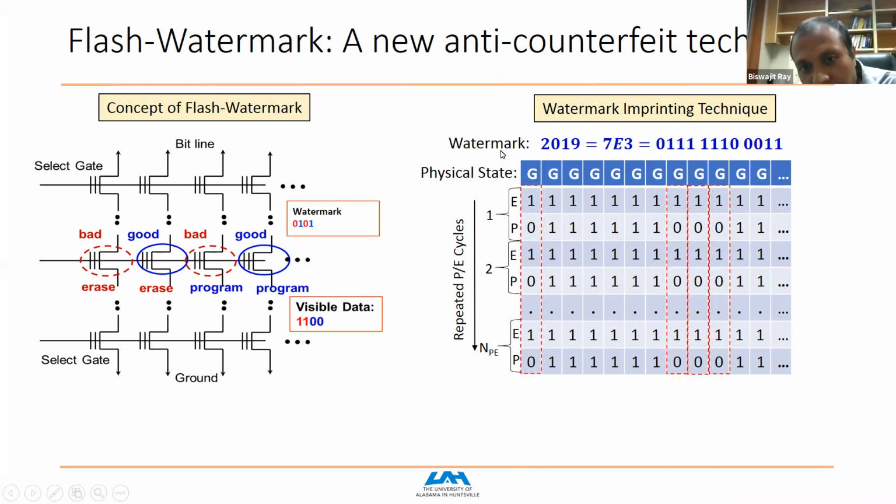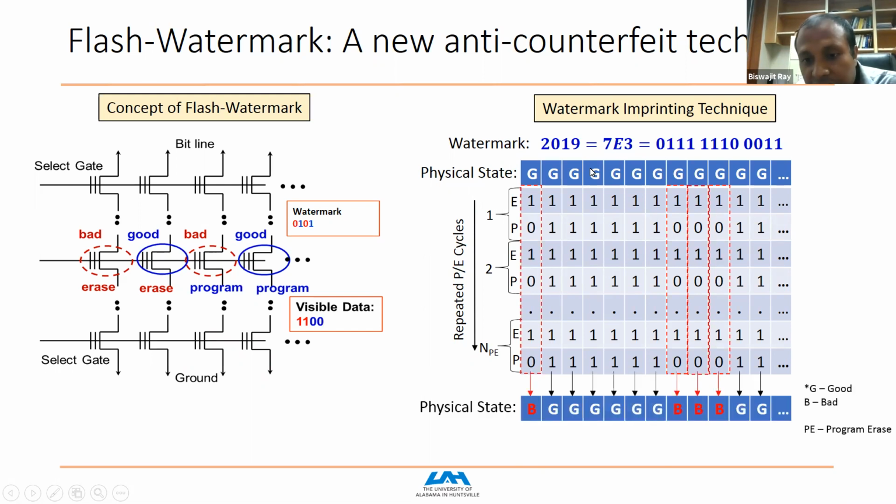Suppose we want to watermark, say, 2019. We take this digital equivalent and we write the data, erase the data, write the data, erase the data a couple of times, 1,000 times. By doing so, we selectively make certain bits bad. The bits which are changing their state, 1010, will become bad, because the other bits which remain in the same logic state, that means nothing is happening in those bits, will remain in good condition.